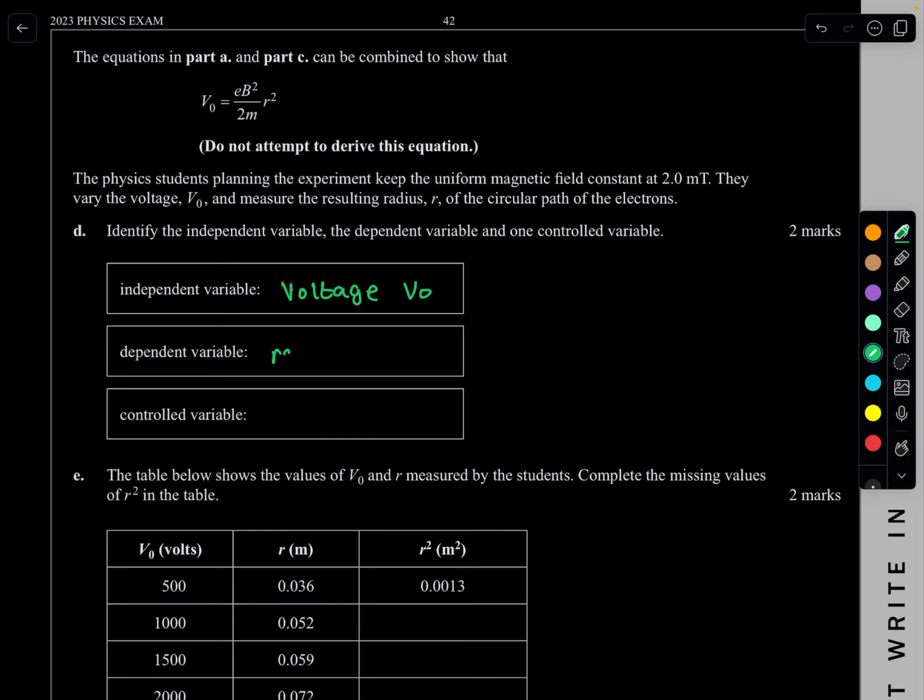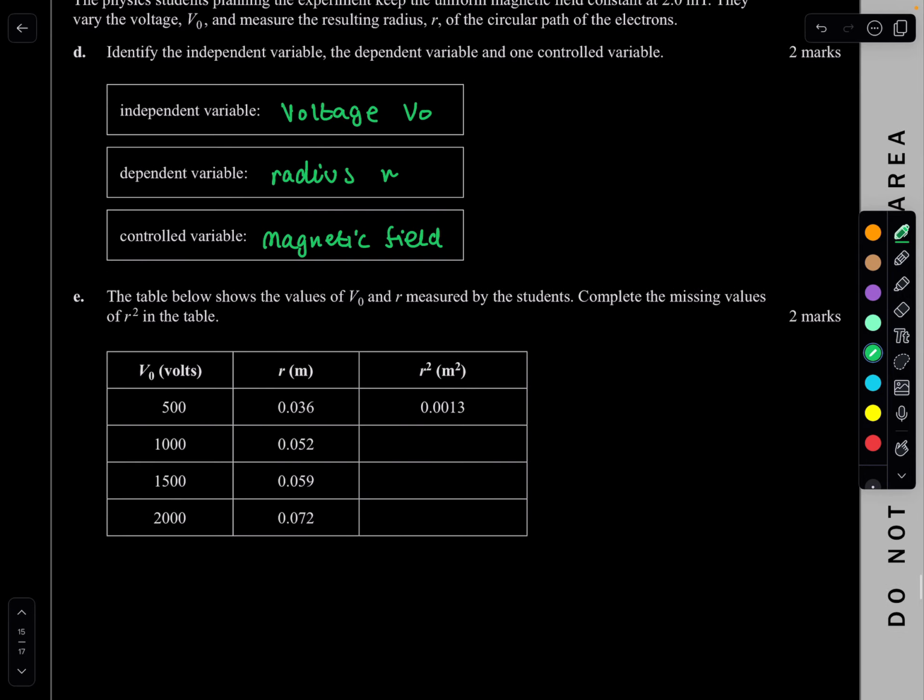So, radius, which is R. Control variable is the variable that we basically keep constant, and they've already told us that. It's our magnetic field. This is a nice question. They've kind of written it beautifully.